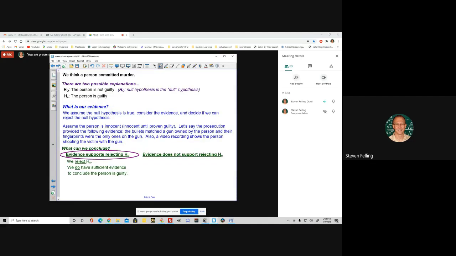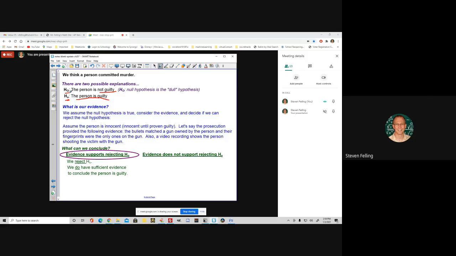Okay, one more example. This is not numerical, but just to serve as a point. Let's say that a person has been arrested because the police believe that they've committed a murder. Okay, so there are two possible explanations for that. Either the person is guilty, which would become the alternate hypothesis, or the opposite of that, the person is not guilty, becomes the null hypothesis.